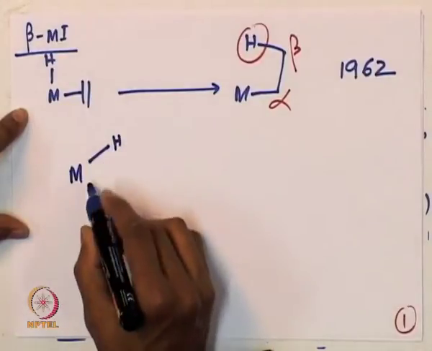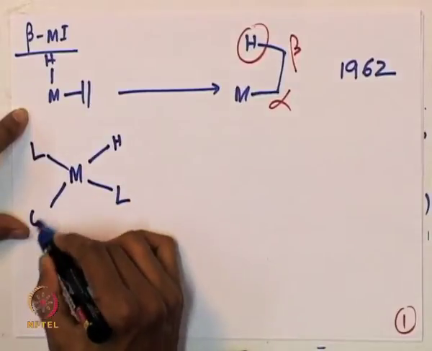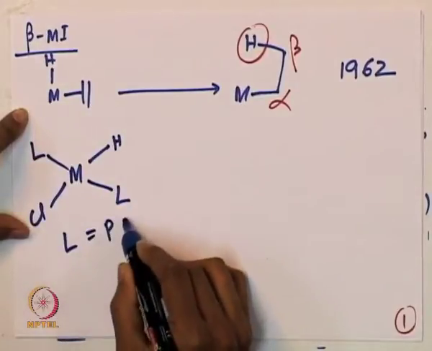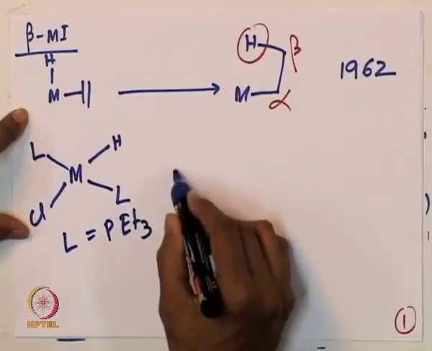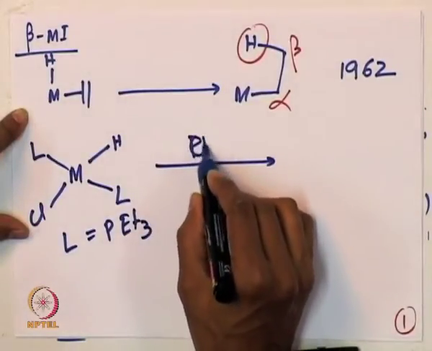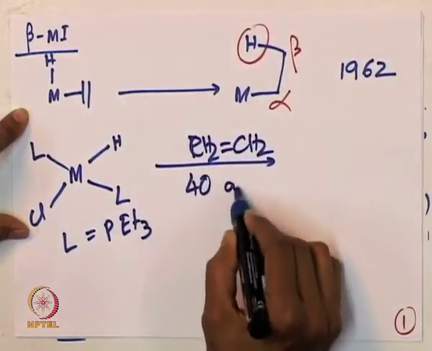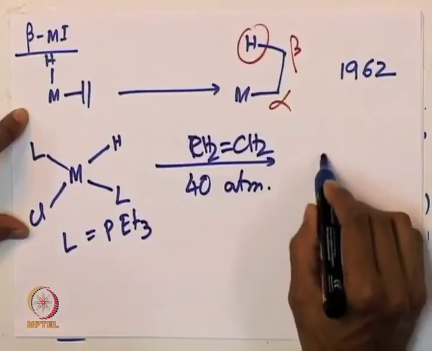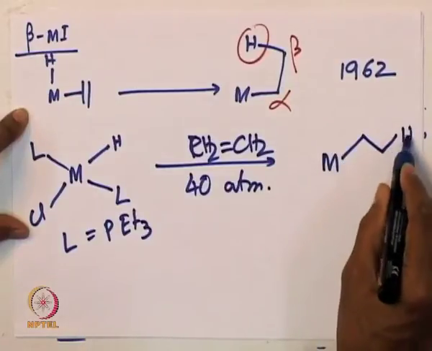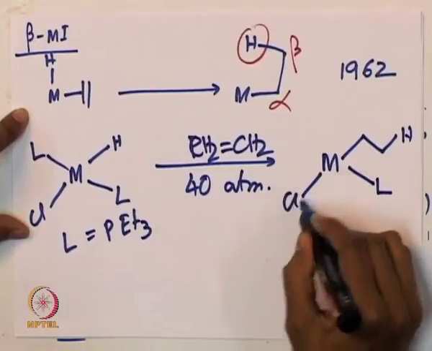Let me give you one example. You have a metal hydride with two ligands and a chloride. This ligand could be, let us say, triethyl phosphine, and under 40 atmosphere pressure you have ethylene reacted. You will get the product that is over there. It could be with platinum as the metal, right.